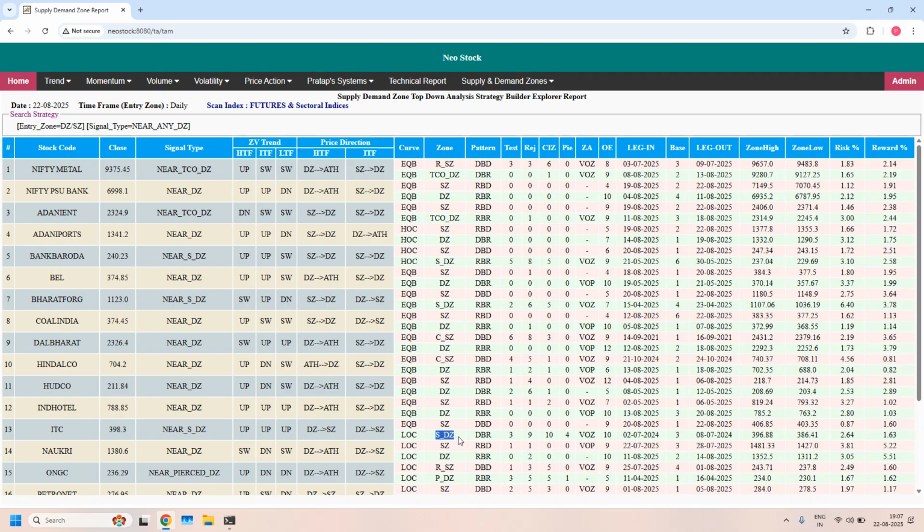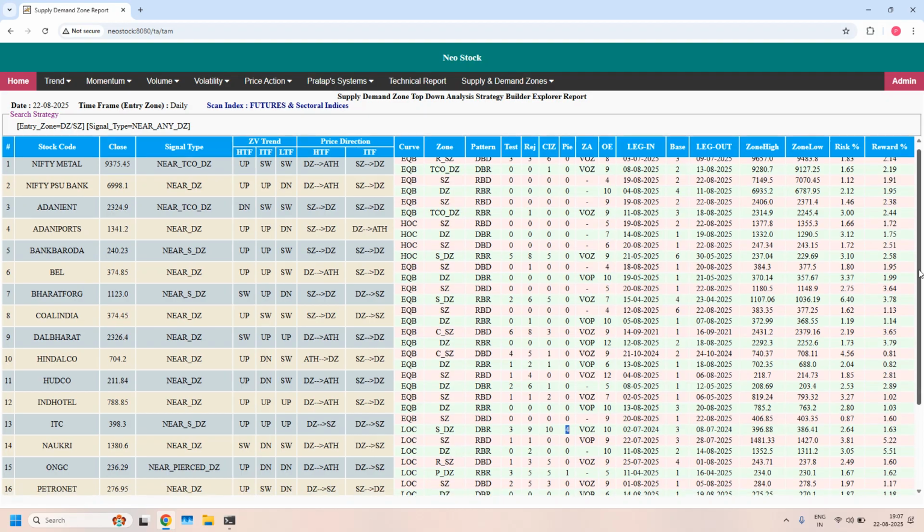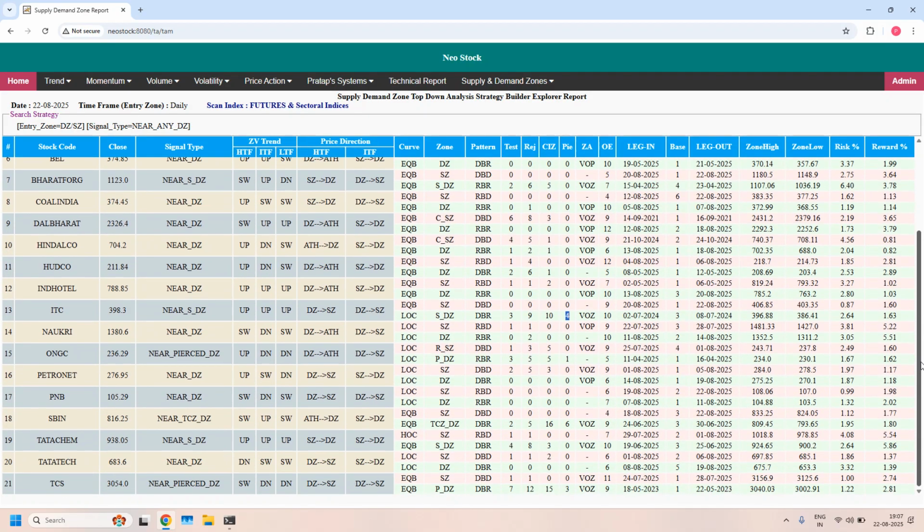The next one, ITC, is not valid because it is a pierced zone. You may use this zone for the pierced zone strategy that you learned in lesson 28, but you can't use it for the high liquidity zone strategy. So ignoring this stock, scrolling the list down.